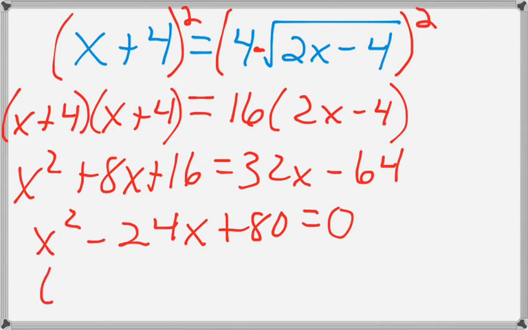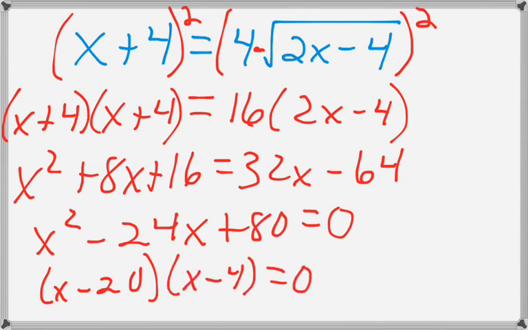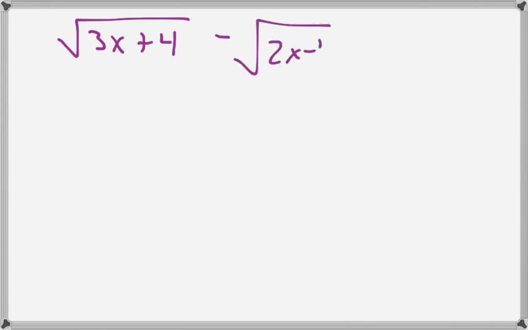And then again, I'm going to omit some steps here, but this factors as x minus 20 times x minus 4. And so the solutions to the quadratic are 20 and 4. But we didn't start out with a quadratic, so we need to check those back in our original equation and see if they really are solutions. So our original equation was this. So we need to substitute 20 and 4 for x and see if they really are solutions.